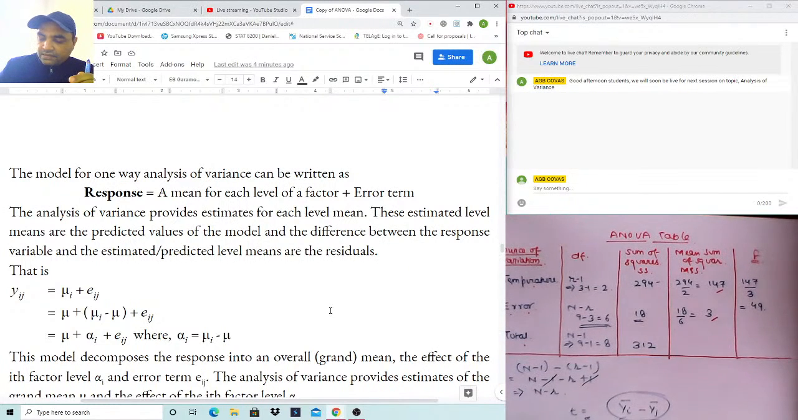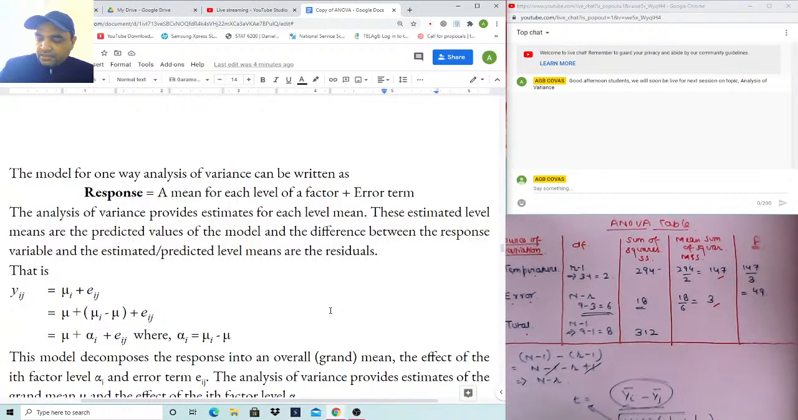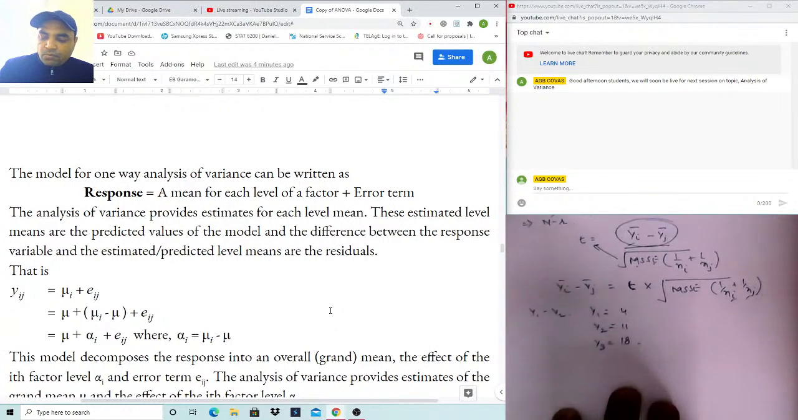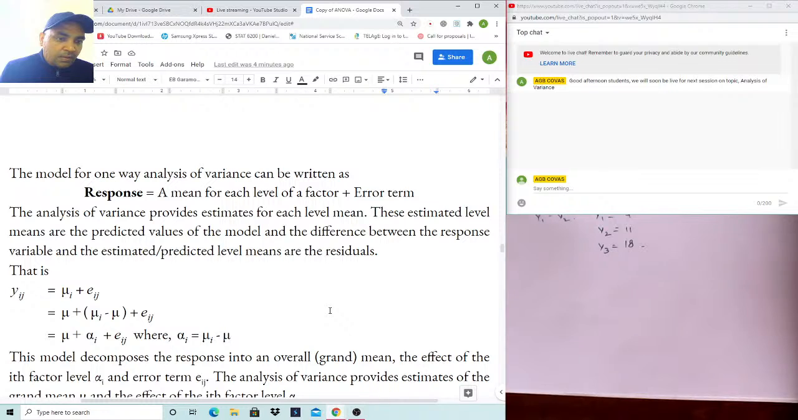Okay, in our last session, basically, what is the model on which this ANOVA is based? The model for one-way analysis of variance is that your response depends on a mean for each level of a factor plus an error term. That is, this factor can estimate this response, but with some error term.